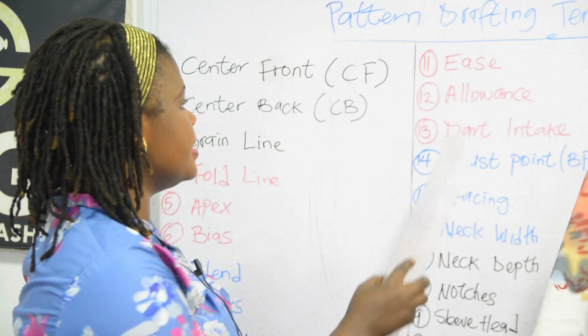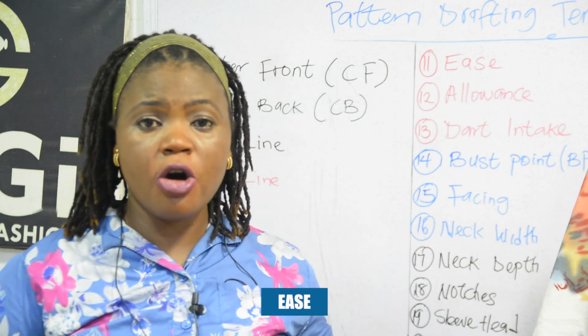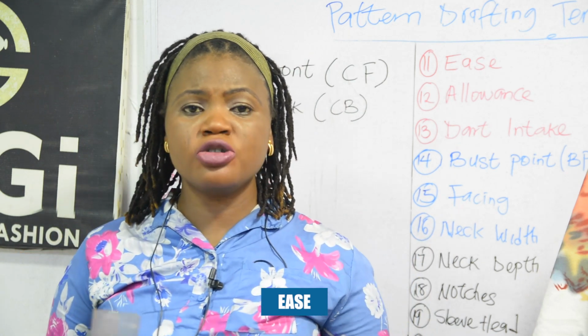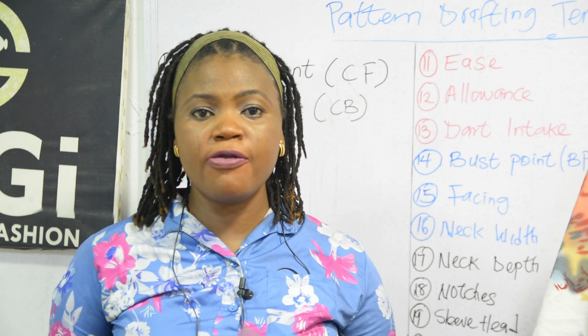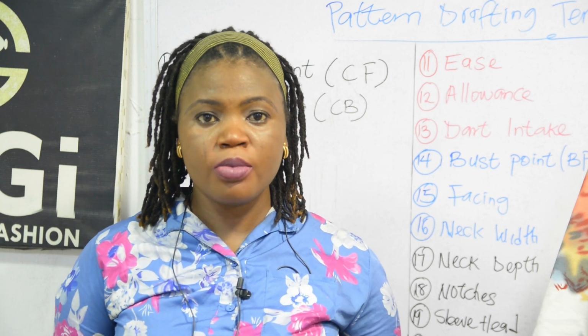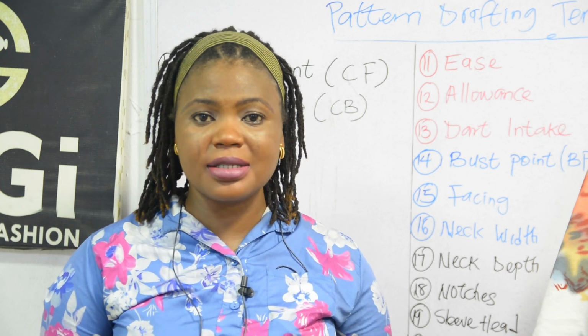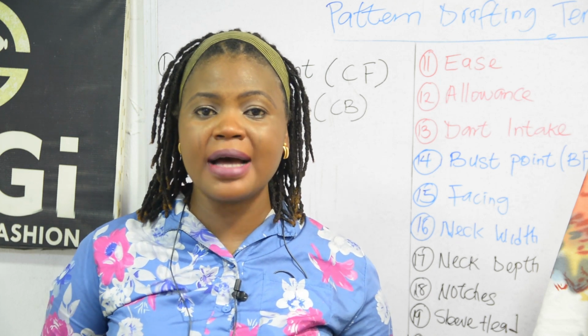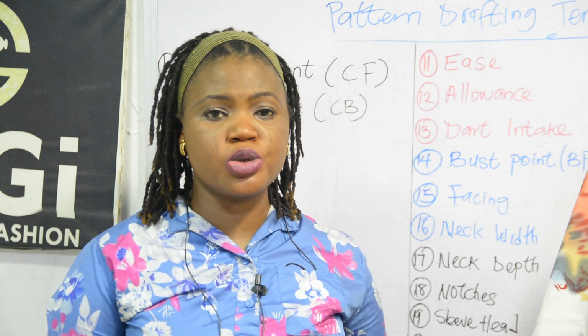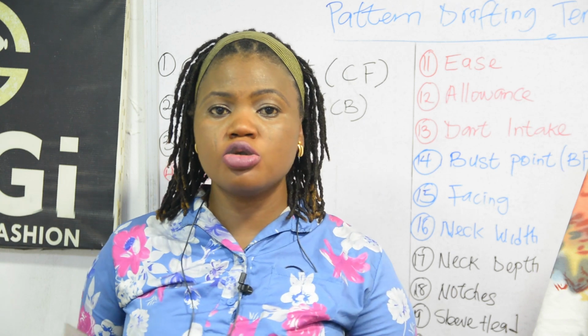The next one is the ease. What is the meaning of ease? Ease is the amount of space that is in between the fabric and the skin, which allow free movement for the wearer. Okay, so when you are plotting your darts or when you are drafting your pattern, after adding your seam allowance, you need to add ease. So your ease can be between 1/4 of an inch to 1/2 of an inch.